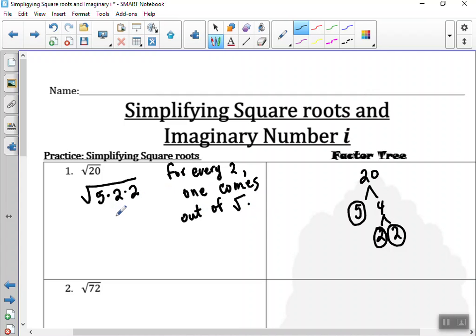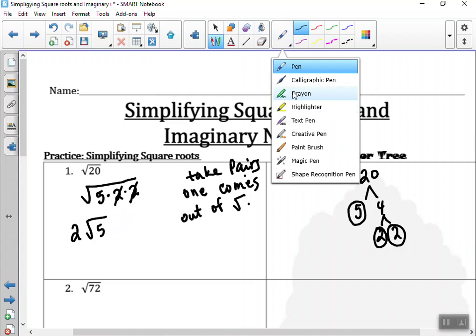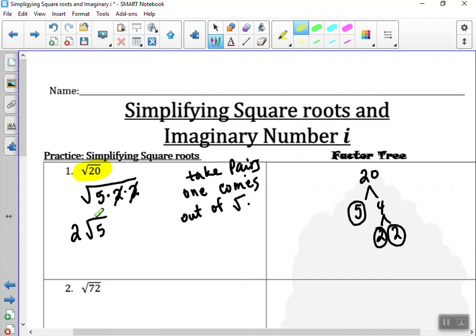I'll show you. Okay, look under your radical. Do I have a pair? Let me rewrite this. Now instead of saying for every 2, I can say take out pairs. All right. Do I have a pair here? 2, right? So for every pair, one of them comes out. And then so 2 square root of 5. Okay, so just note that the square root of 20 simplifies to 2 square root of 5.